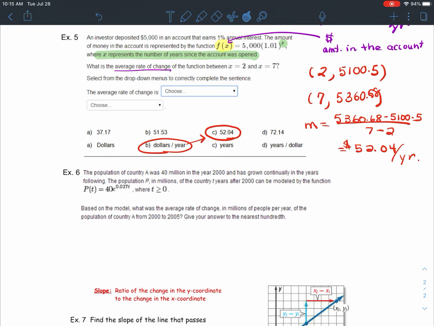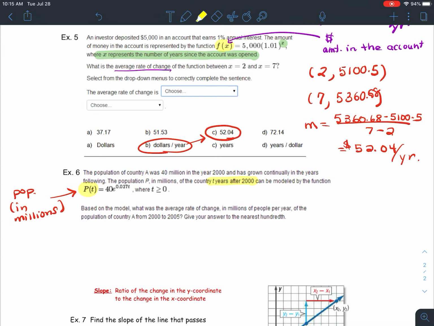All right, let's go ahead and try number 6. It is very similar to number 5. Number 6 says that the population of country A was 40 million in the year 2000, and it had grown continually in the years following. The population P is in the millions. So our y variable represents the population in millions of people, millions. The T is the years after the year 2000.